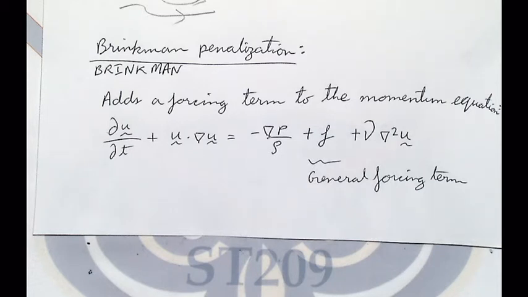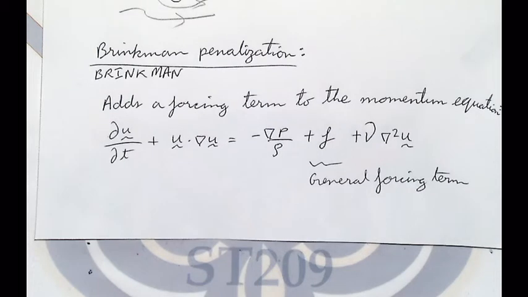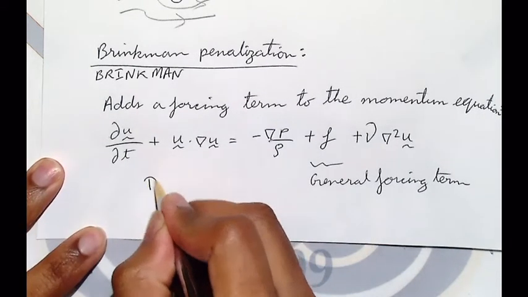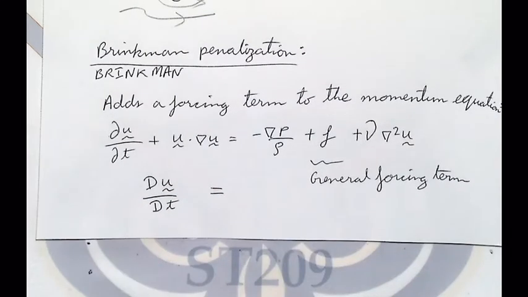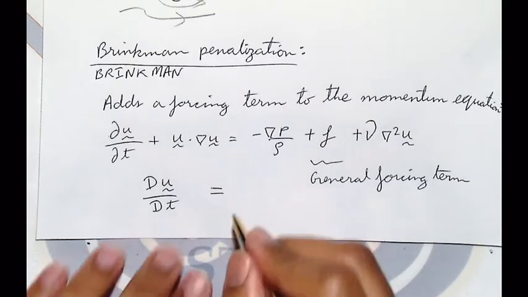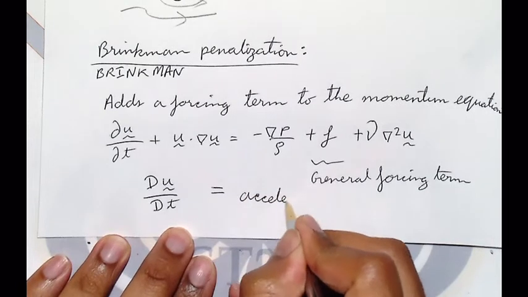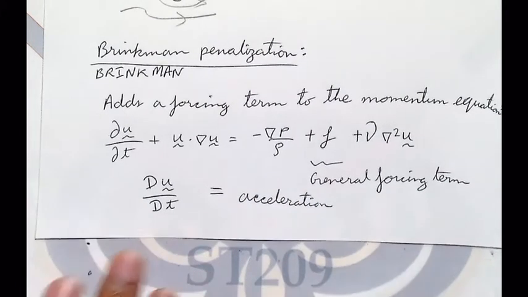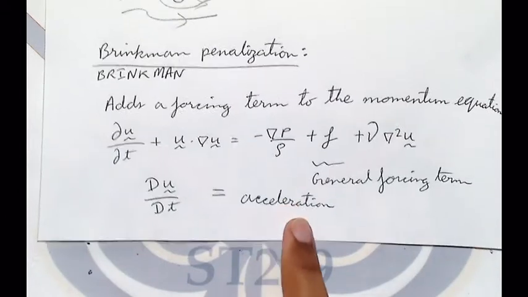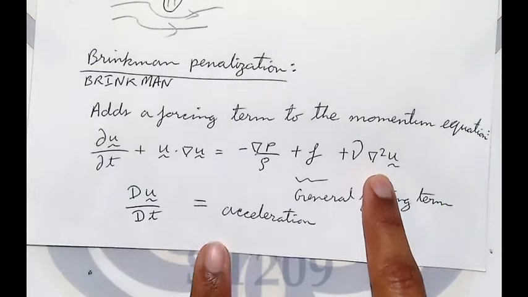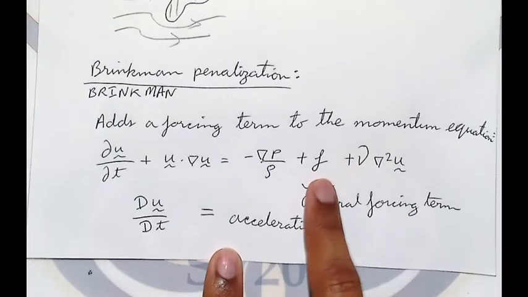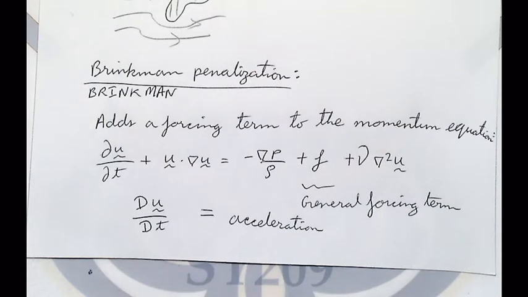And in general, what does the left-hand side of the momentum equation represent? What is this? Acceleration. Yeah, it's the acceleration of the material element. So the acceleration of the material element is usually due to pressure gradient, and there's a deceleration due to viscosity. Now I've added this forcing term, which will change the acceleration of my fluid.